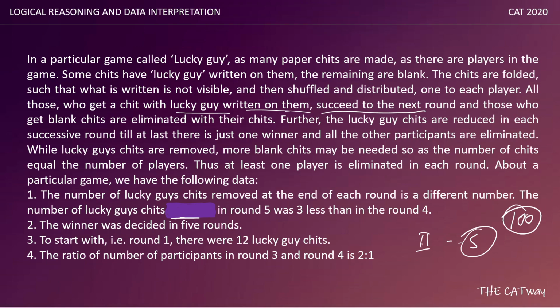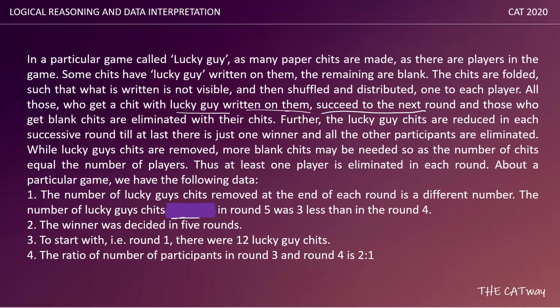So from this we can conclude that whatever is the number of Lucky Guy chits in a particular round, the number of participants in the next round is equal to that. Or we can say that the number of participants in a particular round is equal to the number of Lucky Guy chits in the previous round. So this is a very important point.